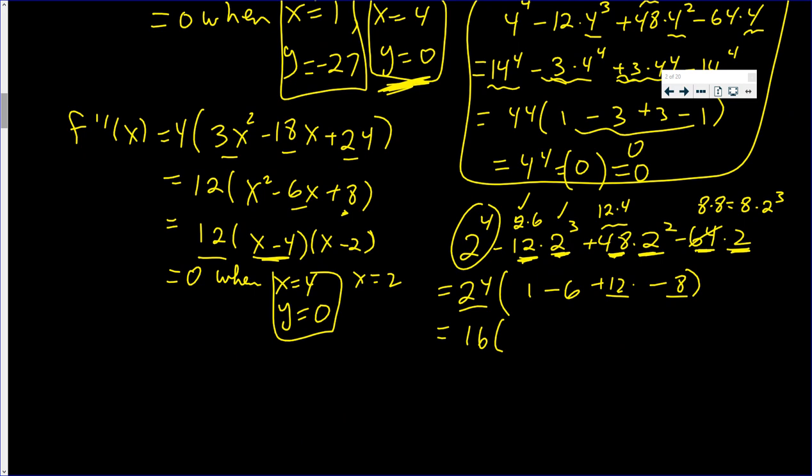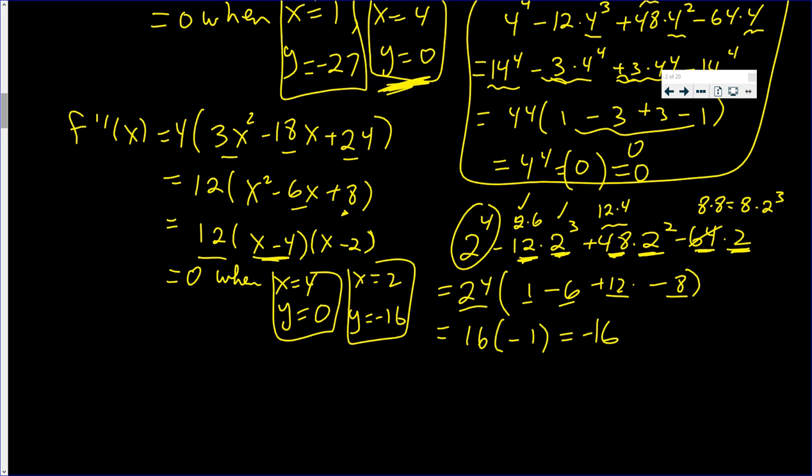12 minus 8 is 4, plus 1 is 5, minus 6 is negative 1. Minus some silly error, I get negative 16. So y is negative 16. Now we are ready to make the table.